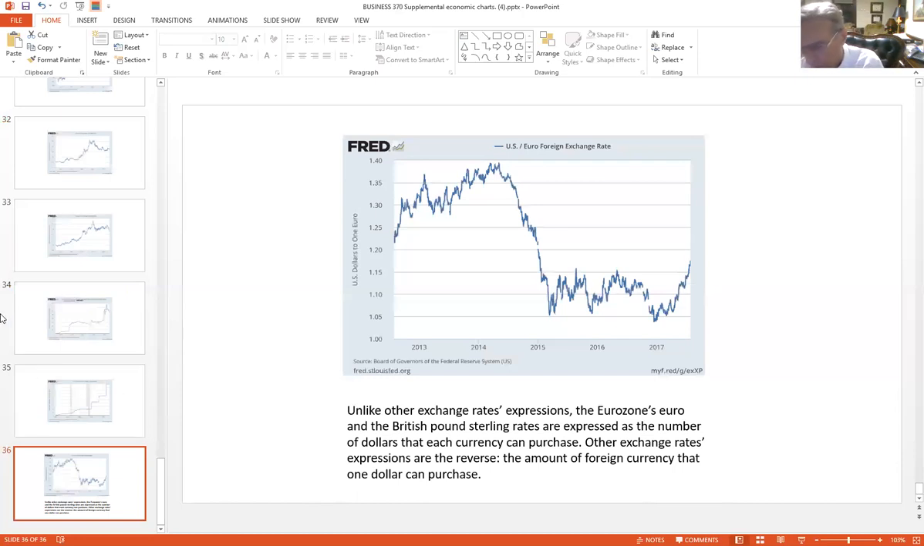And you can see that now this makes sense, because in 2017, the euro was able to buy more dollars. It went up from about $1.05 to about $1.18. So just for your information, the way the euro, the British pound sterling, and the Australian dollar are quoted are just the reverse from the way other countries' currencies are quoted.